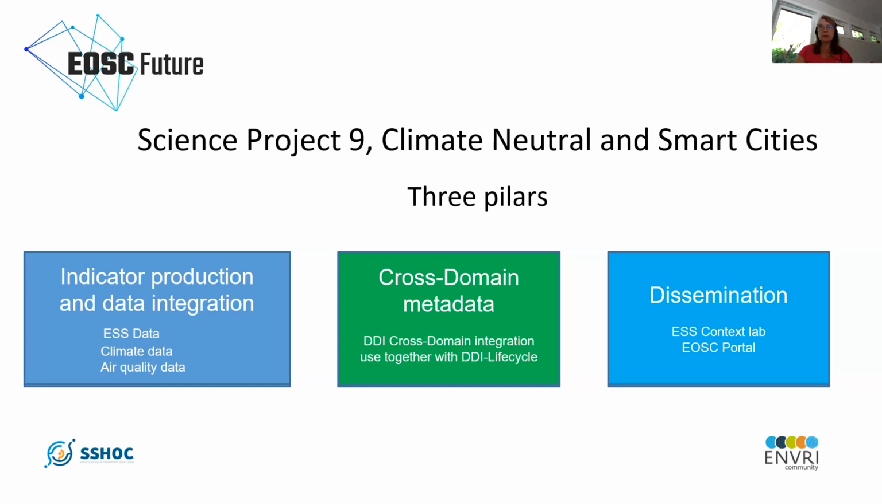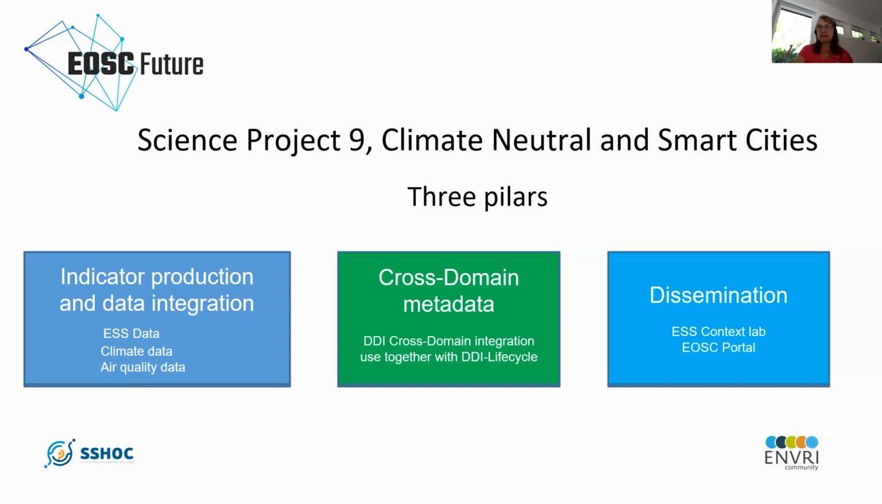And it is also about cross-domain metadata. How can data from those sciences be integrated? So we will be using a standard called DDI Cross-Domain Integration for the provenance part, and also combined with the domain standard for the social sciences called DDI Lifecycle, which is a structural standard on a very high level of granularity. And dissemination is also important.